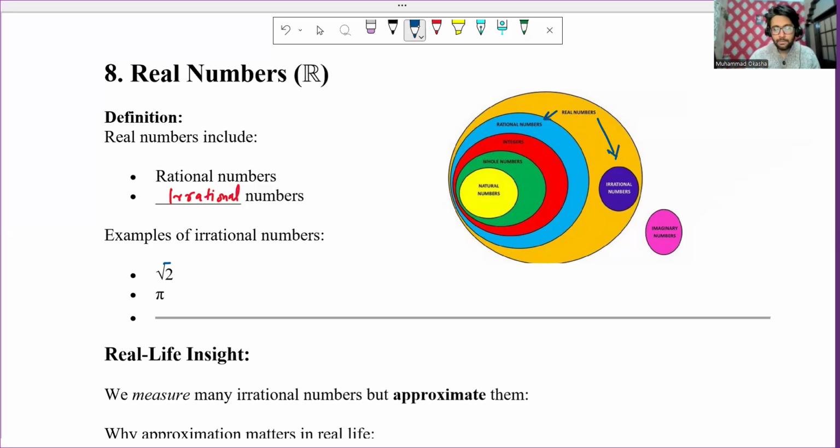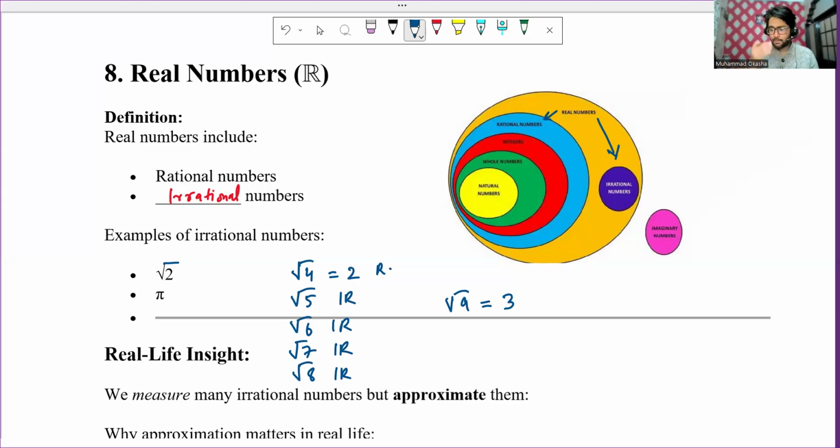Now, what are irrational numbers? Square root 2, for example, is an irrational number. What about square root 4? Square root 4 is a perfect square, right? So square root 4 is 2. It's not an irrational number. But square root 5 is irrational. Square root 6 is also irrational. Square root 7 is also irrational. Square root 8 is also irrational. Square root 9 is rational because square root 9 can be written as 3.